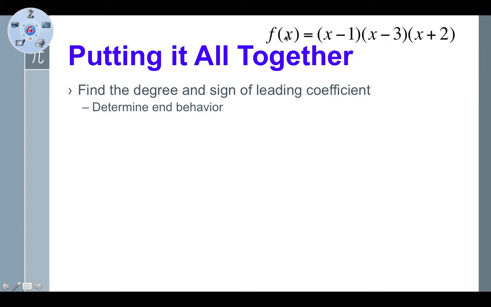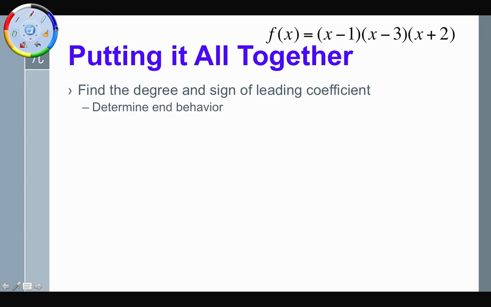We're going to look at this function first, this f of x up here, x minus 1 times x minus 3 times x plus 2. We're going to find the degree and the sign of the leading coefficient. So in this case, for the degree, we need to look at how many factors there are. There are going to be 3 zeros, so my degree is actually 3.